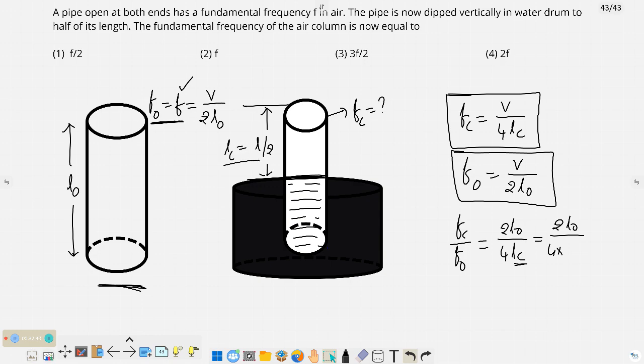What is the original length? We took L naught, and half of that is L naught by 2. So the original length is L naught, and we take half of it. Here the 2 cancels, again the 2 cancels, L naught cancels, and it becomes 1. So the closed pipe frequency is equal to the open pipe frequency, and that value is F. So the frequency in this closed pipe remains the same. So the second option is correct for this question.